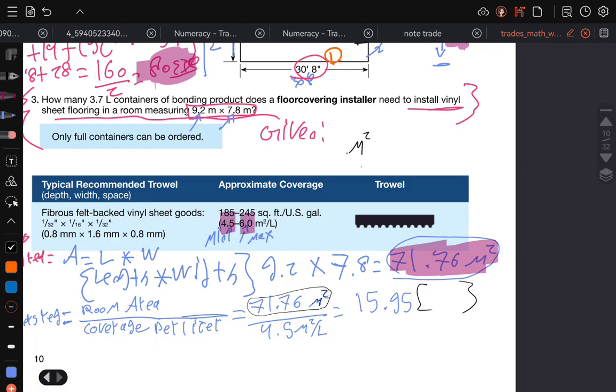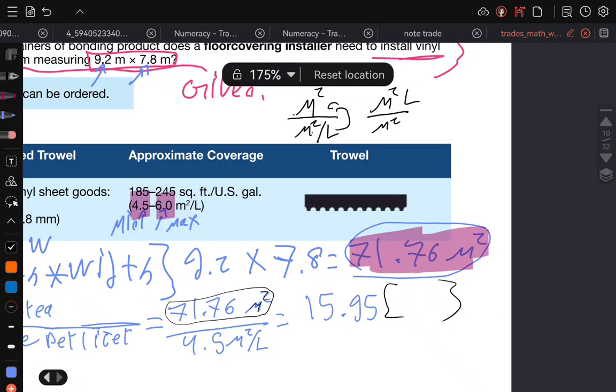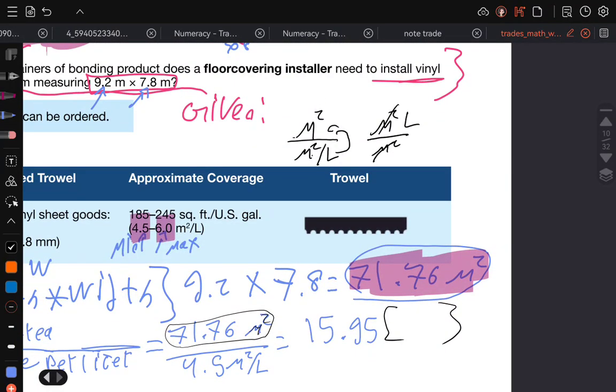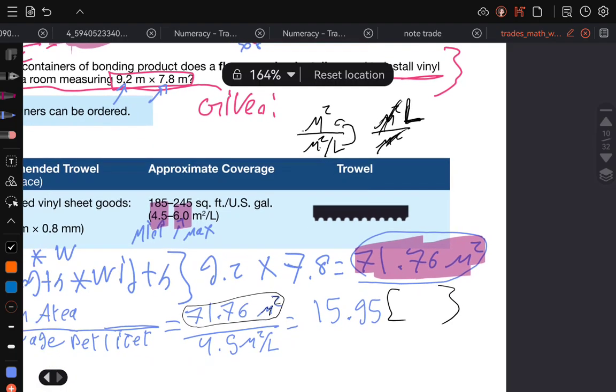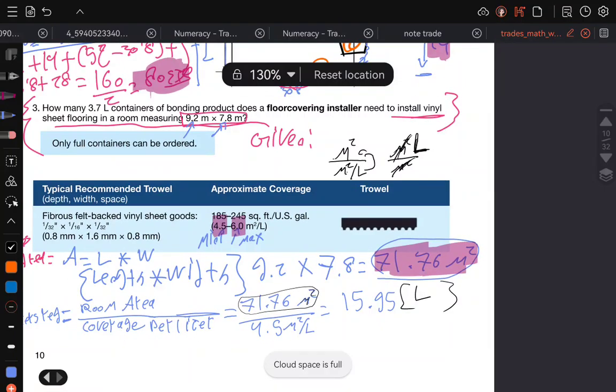Meter square, and you do have here meter square per liter. So per liter, it means it will be meter square over meter square per liter. Now how can we know the units? Just like here, because we have square meter here and square meter here, that's it. I don't know how to explain it more, sorry about my English, guys.